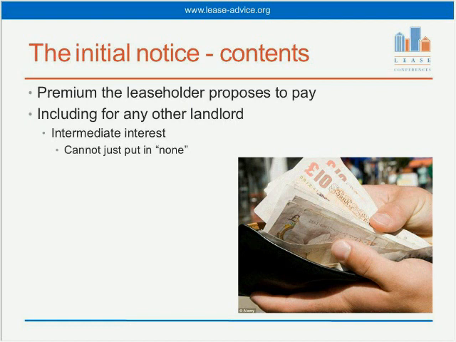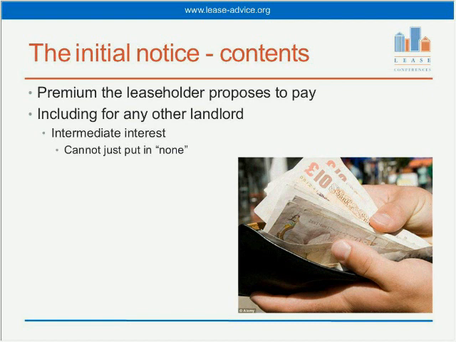Now, what's proved controversial at the courts is the next ingredient, the content for the initial notice. That is the premium the leaseholder proposes to pay. Now, if it's just a competent landlord, landlord-tenant, great, just put that in. However, if there are intermediate interests or other landlords, you've got to put a price in for them, even if it's insignificant. You cannot just put in none or not applicable.